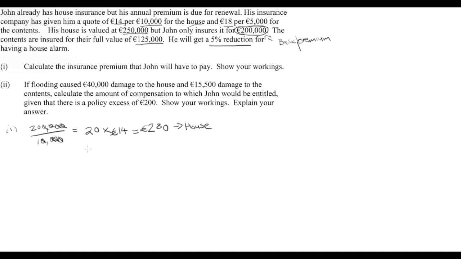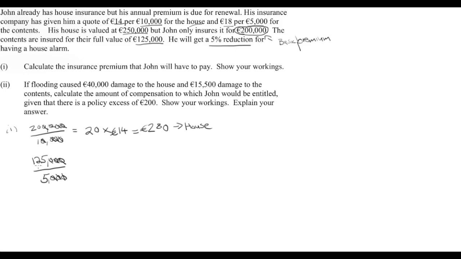Okay. Now we are going to do the contents. So the contents is €125,000. Now we're going to divide that by 5,000 because they are charging €18 for every 5,000 euros worth of contents. So we can cancel out the zeros again, and we can see they all cancel out. Then we're left with 125 over 5.